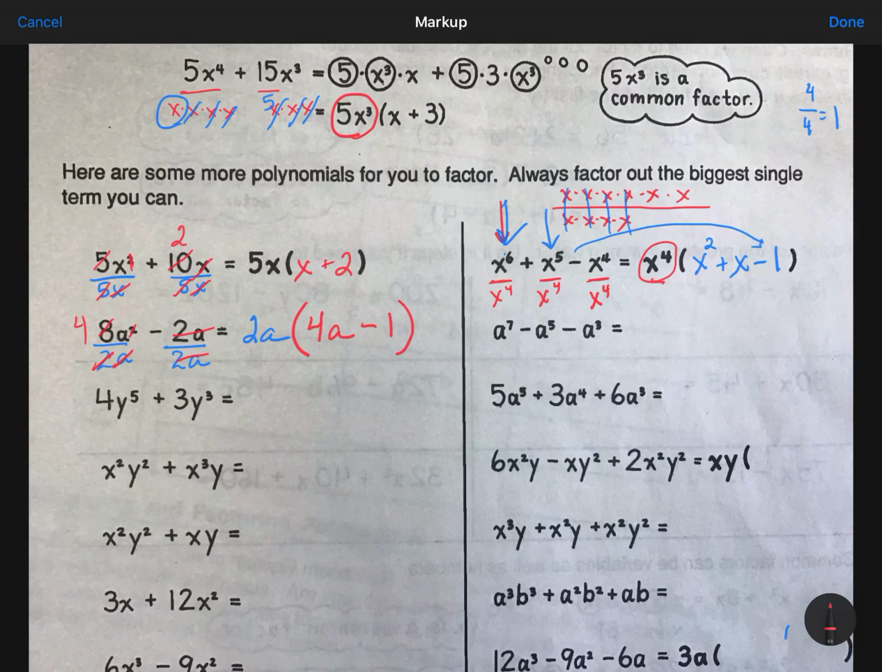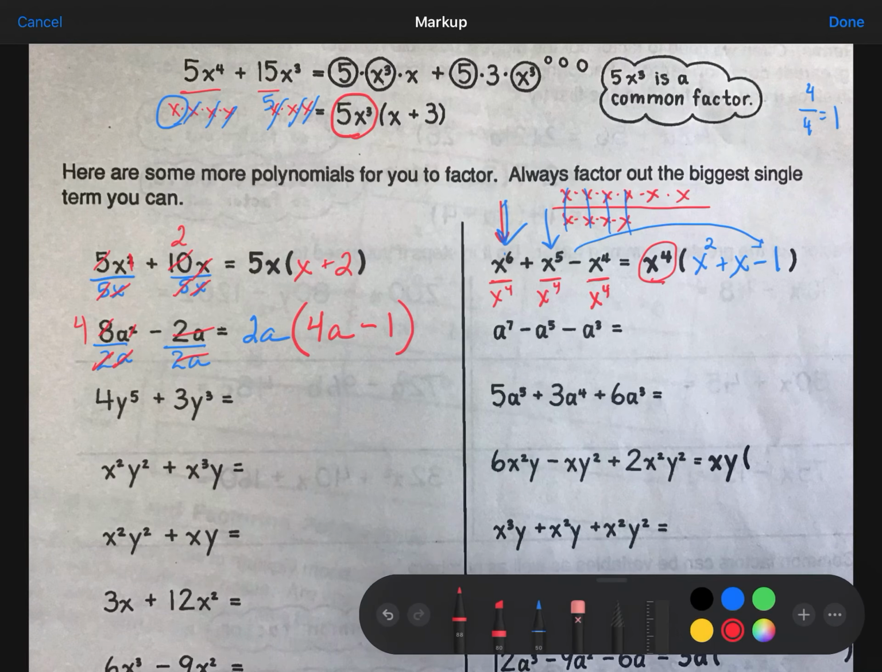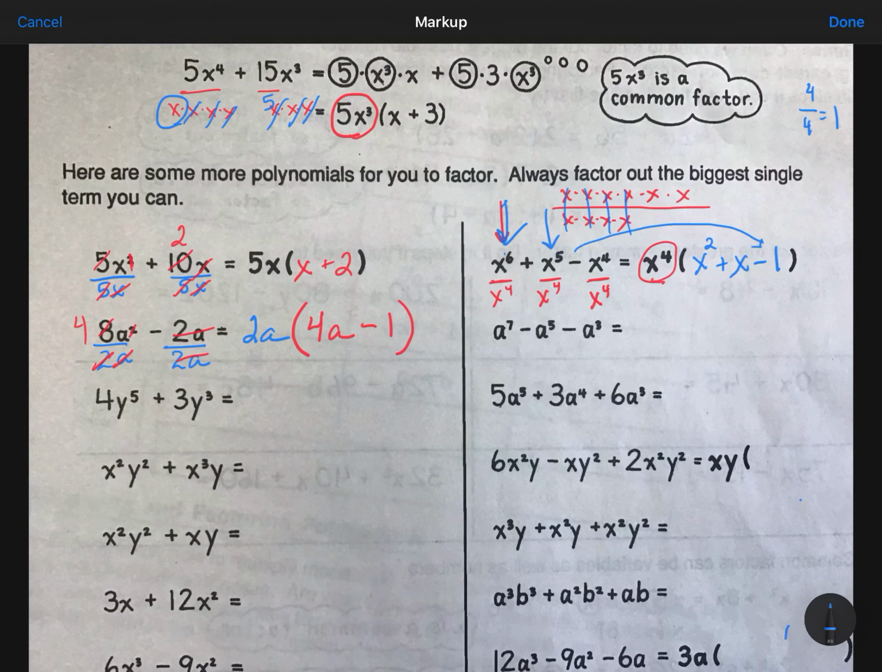Okay? Let's come over to the other side here, once again, and recognize I've got a to the 7th, a to the 5th, and a to the 3rd. So that means that at most, I can take out a to the 3rd from all of these. And when I do that, I can subtract my exponents and end up with a to the 4th minus a to the 2nd minus what? A cubed divided by a cubed is 1. Okay, those are some of the things you're going to want to be careful with.